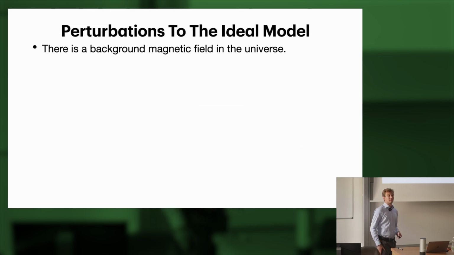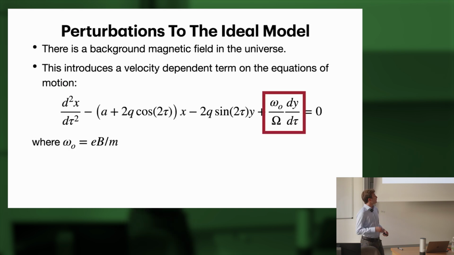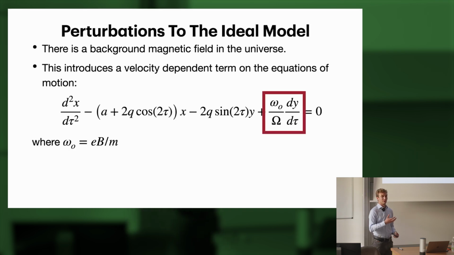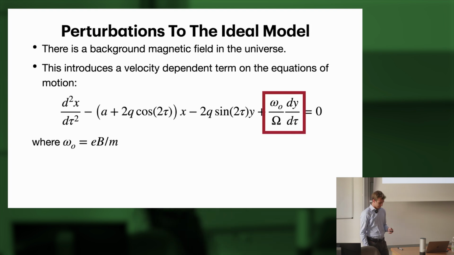There is a background magnetic field in the universe, and that introduces a velocity-dependent term to the beautiful equations of motion that we have. Also, most of the systems that let black holes have a charge involve a magnetic field. So we cannot just neglect background magnetic fields.